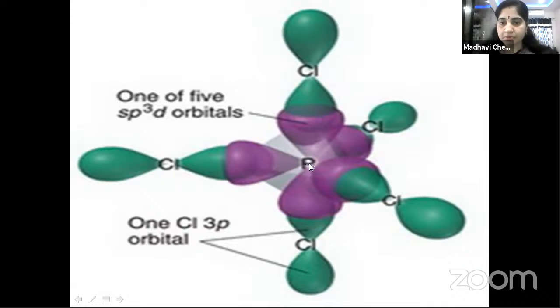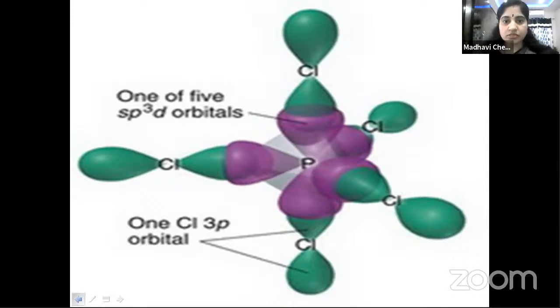Phosphorus undergoes sp3d hybridization and forms how many sp3d hybrid orbitals? 5 sp3d hybrid orbitals. So this purple colored one shows the hybrid orbitals. Each sp3d hybrid orbital is having similar shape and similar energy, and they overlap very efficiently. They form covalent bond very efficiently. That's why they are undergoing hybridization, right, children?